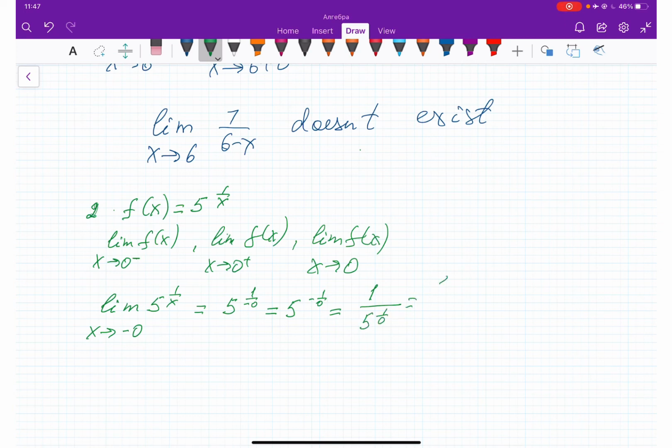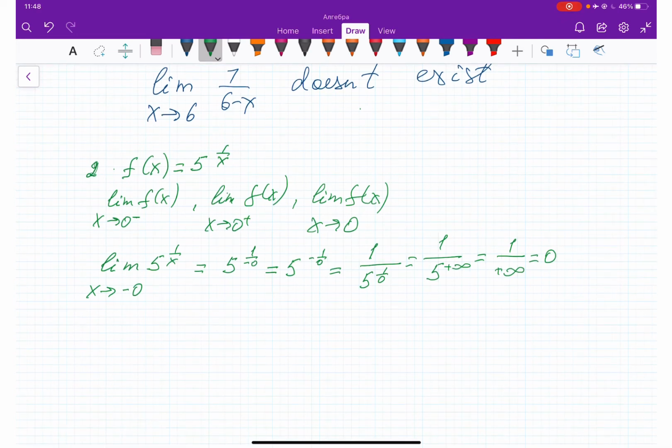So 1 over 0 is positive infinity, yes? It's going to be positive infinity because it's positive, right? Coming from the positive side, 1 over positive 0, meaning from the right side, it's going to be positive infinity. So it's going to be 1 over positive infinity, and it's going to be equal to 0.